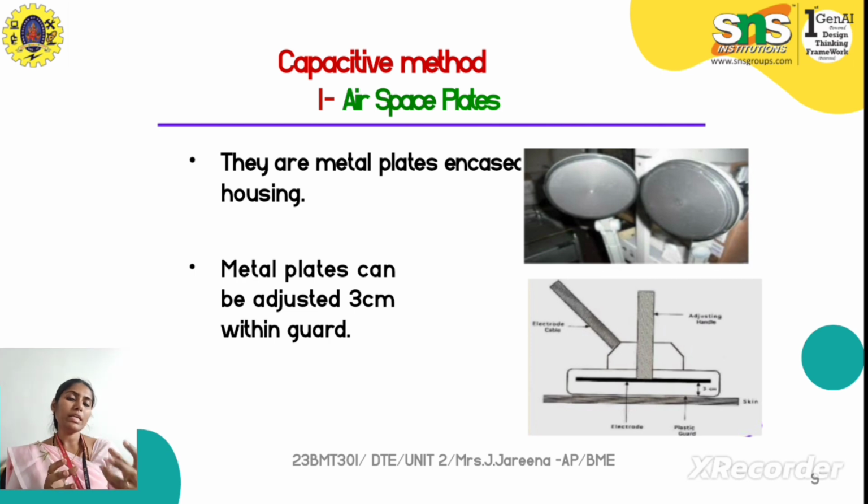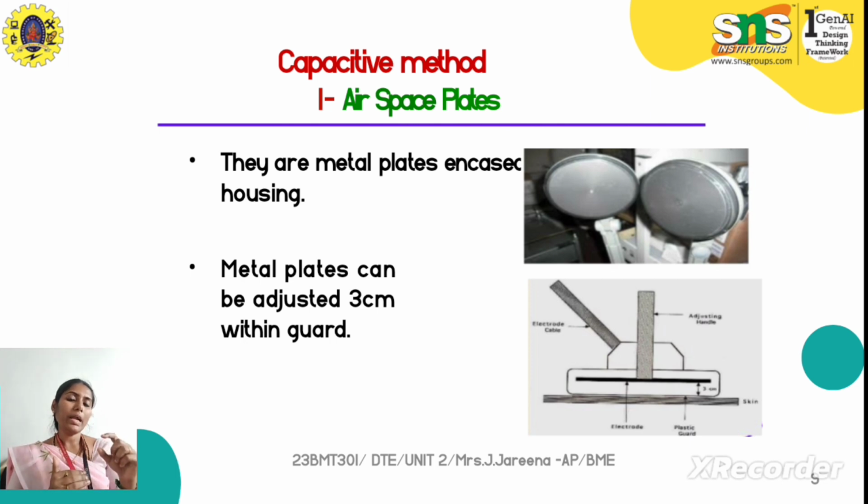In airspace plates, if you see, the metal plate will not make a direct contact with the skin. The reason is that you have to have some insulation over this metal plate, because if you make direct contact, the skin will not tolerate that much heat, which will end up with some sort of burn. So that is the reason in case of capacitive method we will be having insulation material. In airspace plates we will be covering with some sort of housing material, which is insulating material.